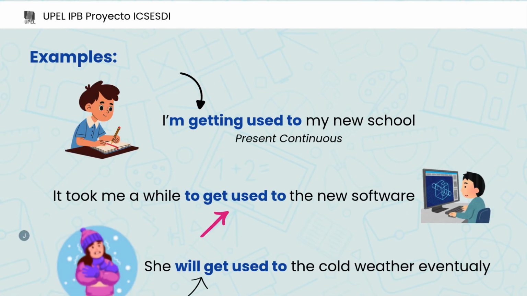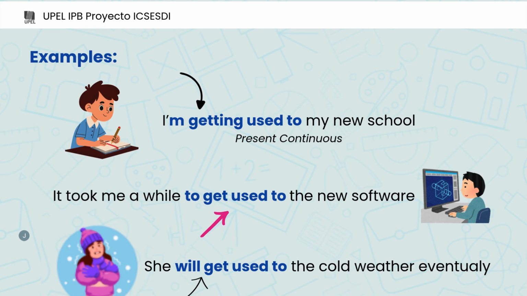For example, I'm getting used to my new school. So I'm in the process of adaptation to my new school. And pay attention, the verbal tense of the sentence is according to what I need. So I have to be careful because the verbal tense in which I'm using this verbal phrase changes frequently.